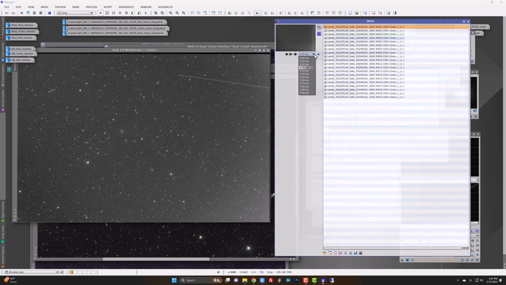I'm going to go ahead and blink them, maybe not quite that fast. Let's see if I'm still blinking quite quickly here. So what I'd like you to notice is, I'm not going to even zoom in yet. You can probably see this comet moving just a little bit here. But I'd like to point out something else.